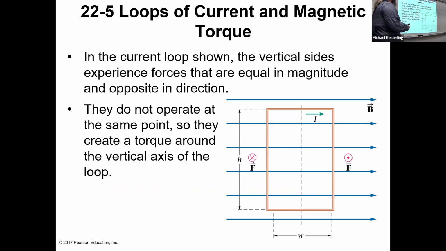Now, when you have a loop of wire in a magnetic field, that loop of wire will experience a torque. Because if you have current going around in a loop, the current is going in opposite directions on opposite sides of the loop. You can see here, the sides of the loop are going to experience forces that are equal in magnitude, but opposite in direction. Because on one side, the current is going down, and on the other side, the current is going up.